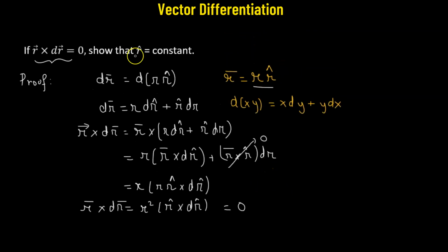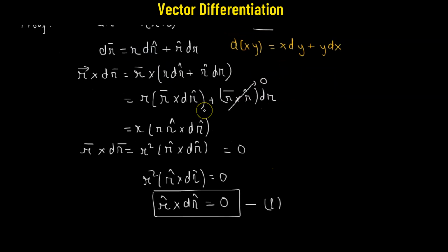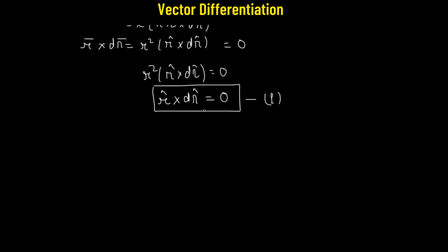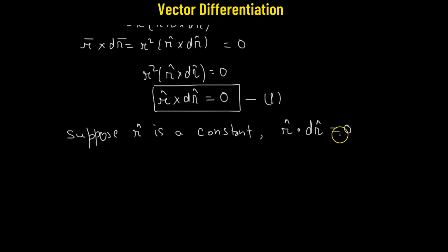So we have to show that the unit vector r cap is a constant. Now we have to show it, but if we suppose that r cap is a constant, then it means that if we take r cap and dot it with its differential dr cap, this must be equal to 0. So this is a property where r cap is a constant unit vector. Let's call it condition 2.